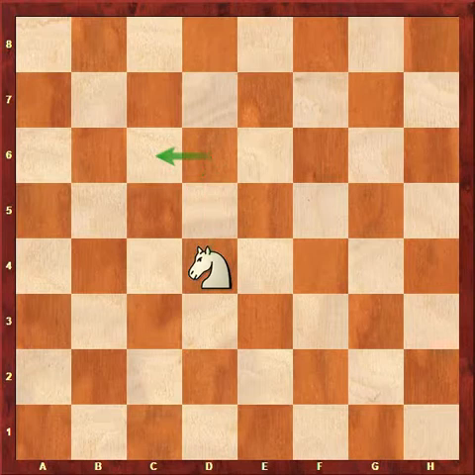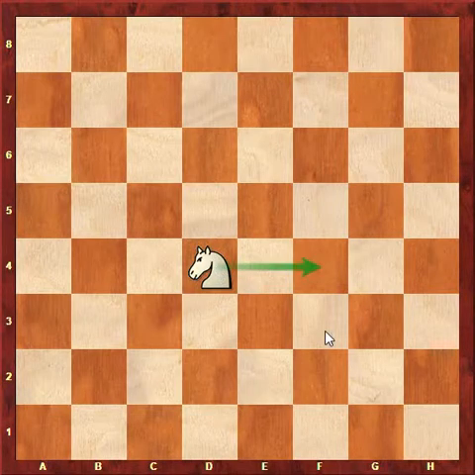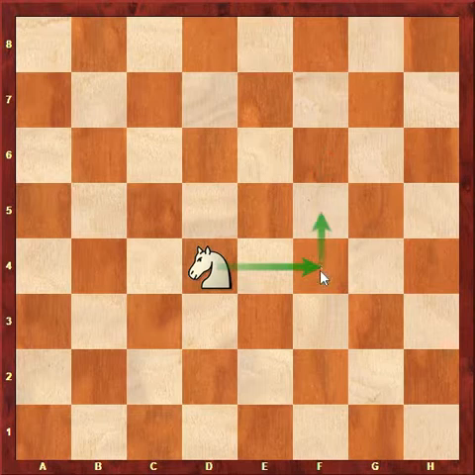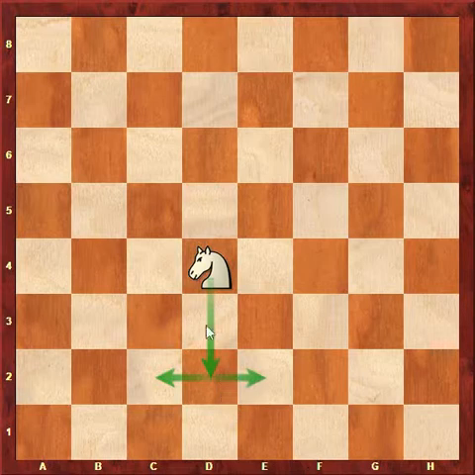Similarly, it can also go sideways, that is two squares straight and then one square either to its left or right. Same thing can happen towards its right, which is two squares right, one square to its left or right. Similarly, backward, which is two squares down, then one left or right.